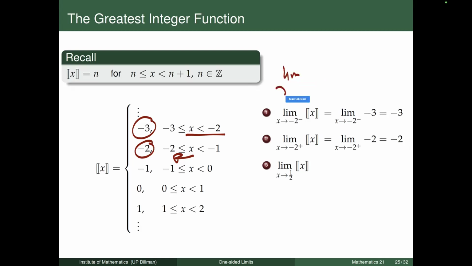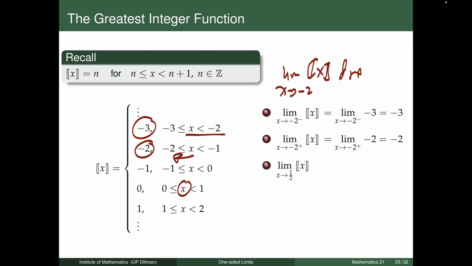So the limit as x approaches negative 2 of the GIF does not exist. Pero from the left, negative 3. From the right, positive 2. How about 1/2? Ang nasaan yung 1/2? Yung 1/2 is here. Hindi siya boundary point.